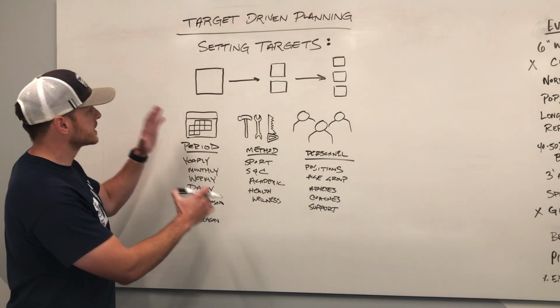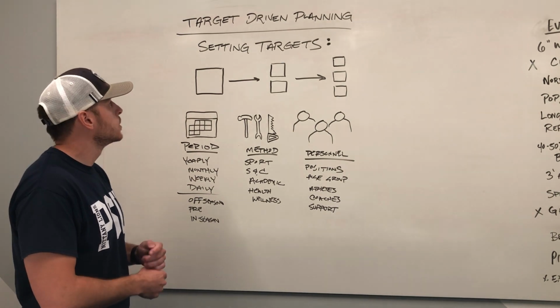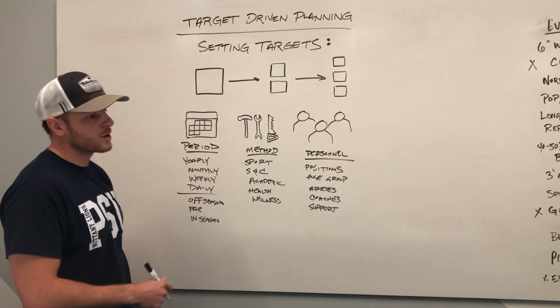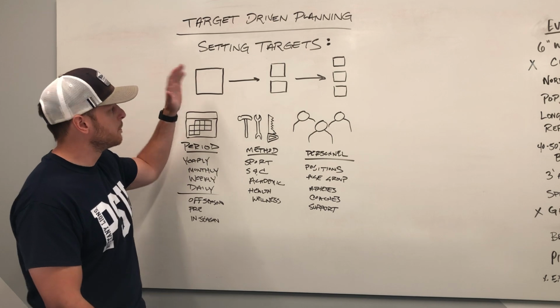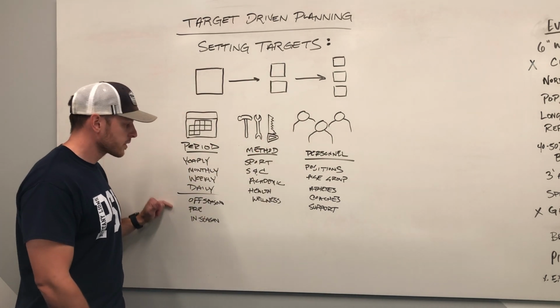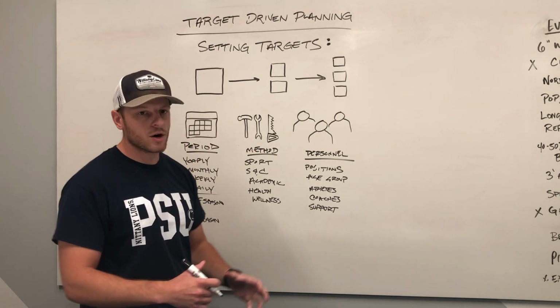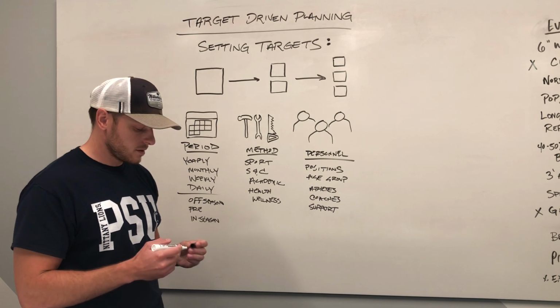So these are our key points in the first step of our planning process, which is to set our targets. We always start with that. We always work big to small, or general to specific, and we like to set different targets for different areas that our program uses.